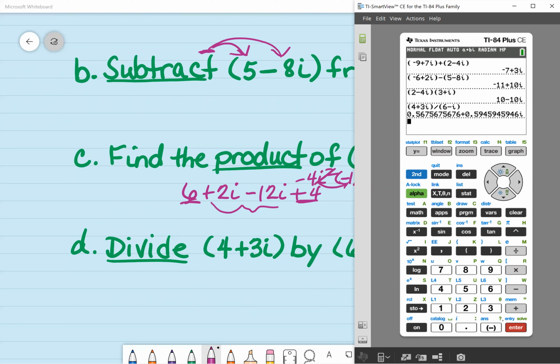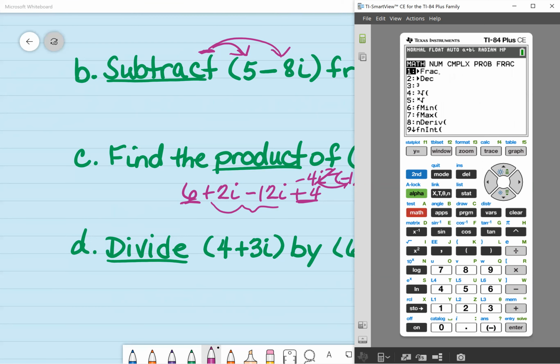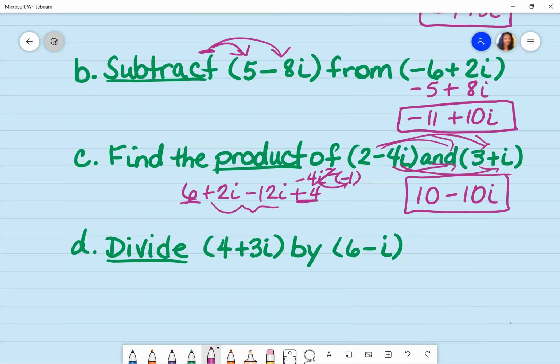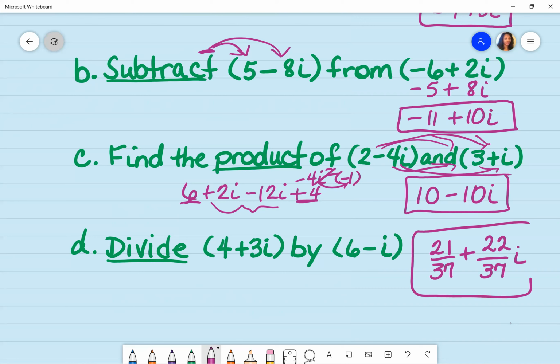So in order to change that to a fraction, press your math button. It's already highlighted as fraction, so just hit enter, enter, and that is your answer, 21 over 37 plus 22 over 37i. So that's what we're going to write here, 21 over 37 plus 22 over 37i. That's your final answer.